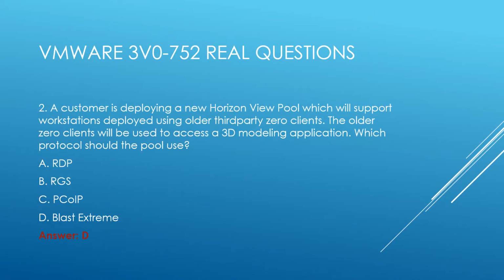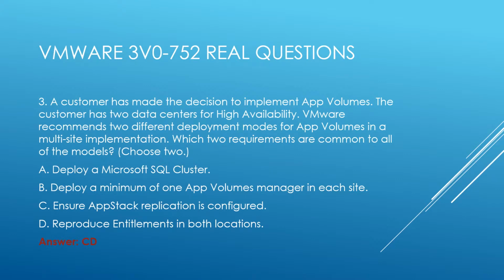2. A customer is deploying a new Horizon View pool which will support workstations deployed using older third-party Zero clients. The older Zero clients will be used to access a 3D modeling application. Which protocol should the pool use? A. RDP. B. RGS. C. PCoIP. D. Blast Extreme. Answer: D.